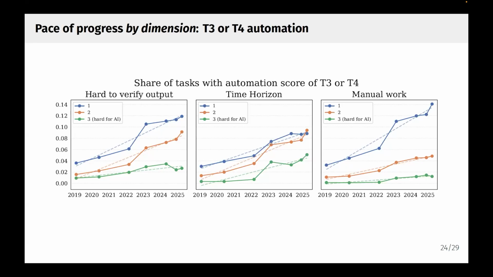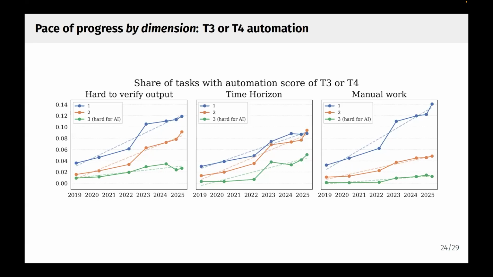So remember, 3, the green lines, will be things that are hard for AI. So in this case, it would be very hard to verify outputs, and blue would be really easy to verify outputs. And you can basically see the slope is much lower for the green line than the blue line. So the way to think about this is, according to GPT, looking at the descriptions of tasks and grading how easy they are to automate or not, the things that are hard to verify are not improving that much over time compared to the things that are easy to verify.